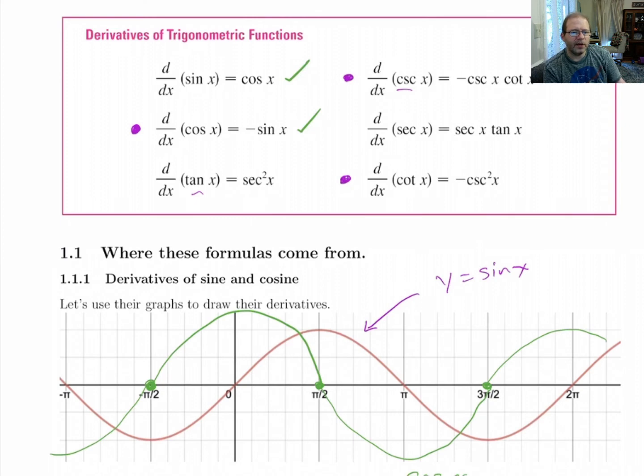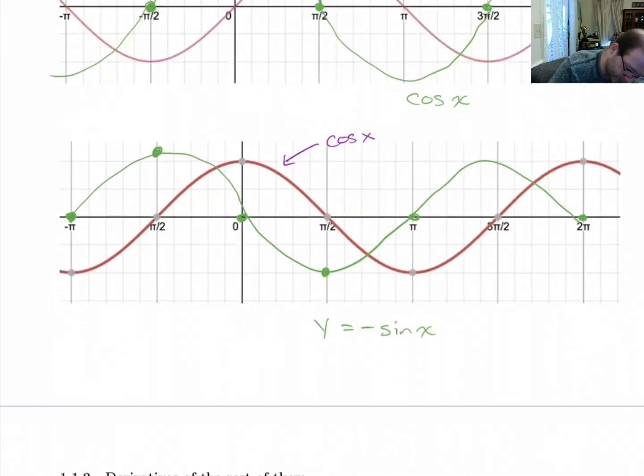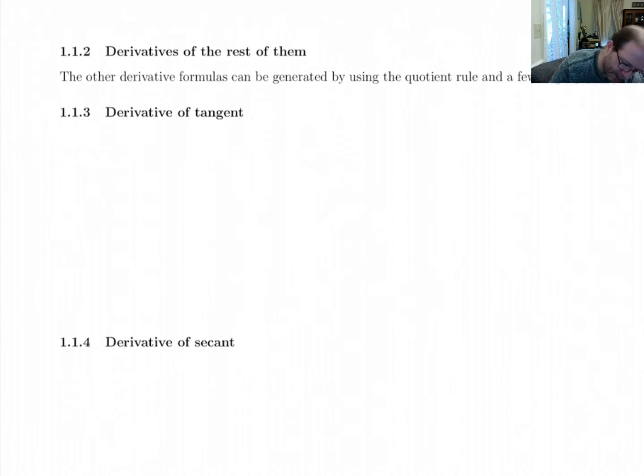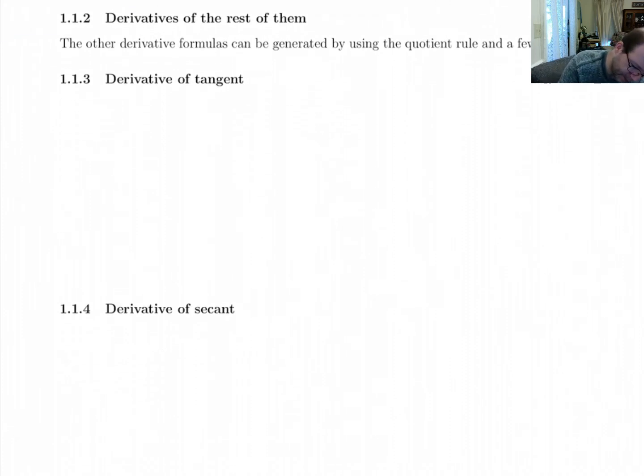Now, what about the others? Well, it turns out we can derive all the others. Once we know the derivative of sine is cosine and the derivative of cosine is negative sine, we can derive these others by using the quotient rule. Let's come down here and look at it. Let's do the derivative of tangent.